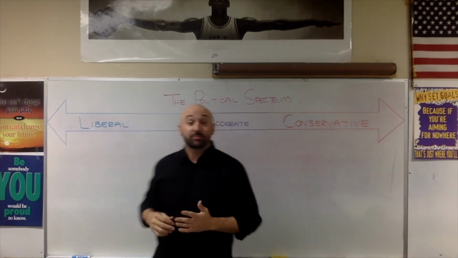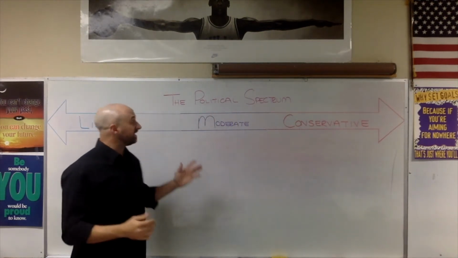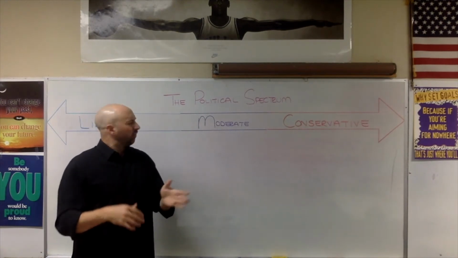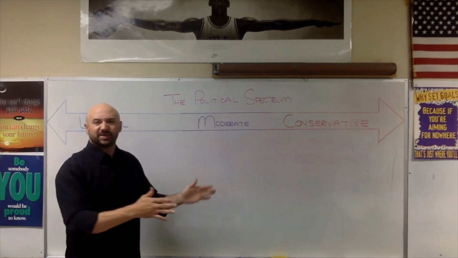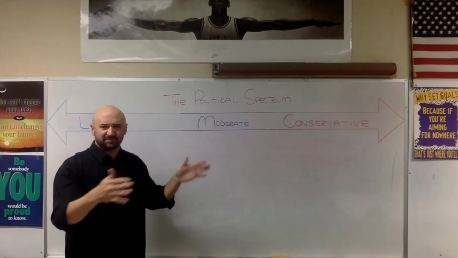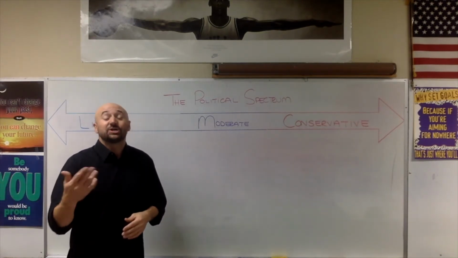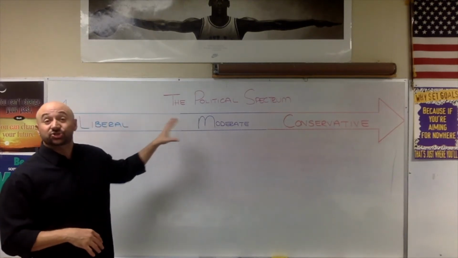What we have here is the political spectrum. It's basically a guide to help show you what a liberal is, what a conservative is, and how it kind of weighs and meets in the middle, how many different directions you can go, so on and so forth. But I want you to draw this same thing.